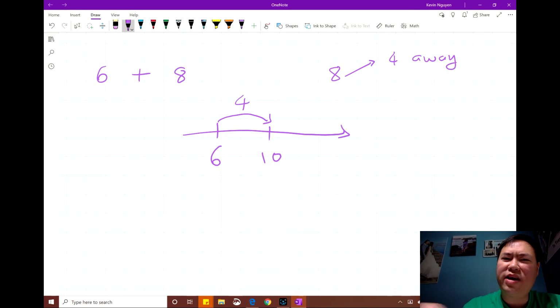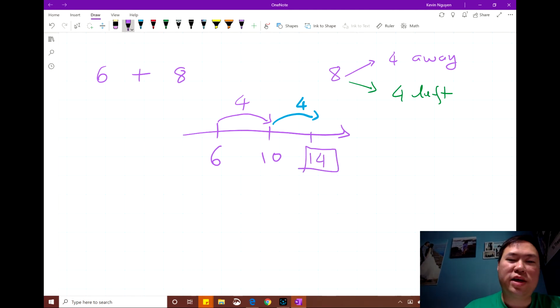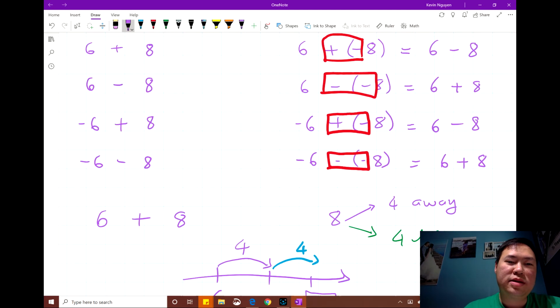Now how much do we have left? If you have 8 and you took 4 away, we've got 4 left. So you took 4 away from the 8 to complete the 10 with the 6, and you have 4 left. That 4 will go with the 10, which gives you the answer of 14, because 10 plus 4 is 14. Now, next problem: 6 minus 8.